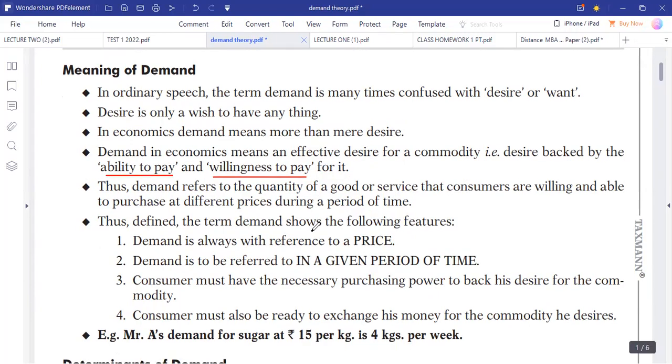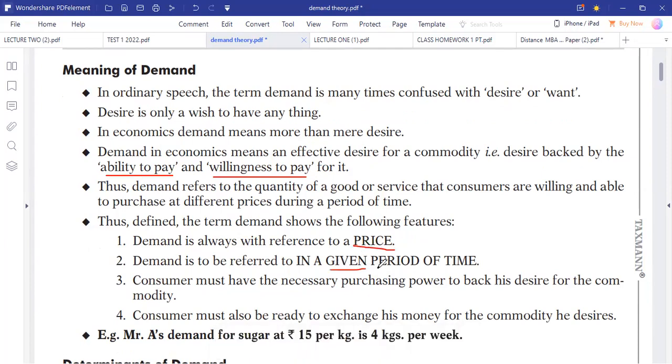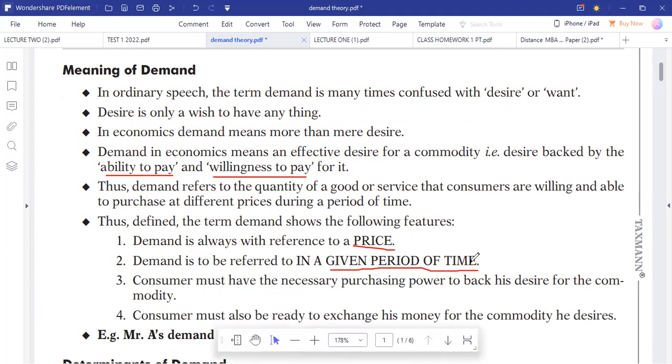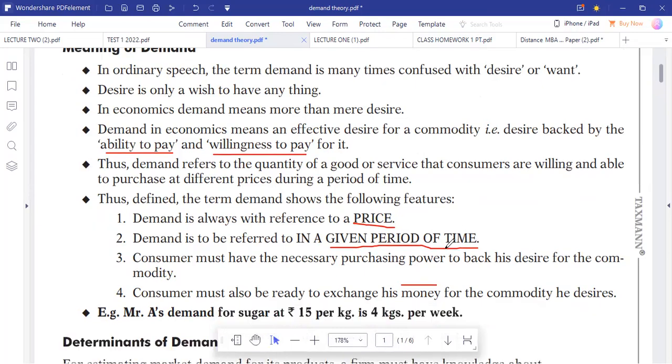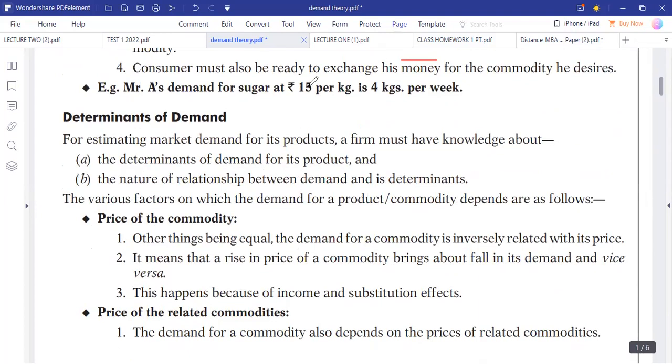So demand should always be made in reference to price. Demand should also have a period of time reference. Consumers must have the necessary purchasing power. Without that, there's no demand. And consumers must also be ready to exchange money or any form of money for the commodities that are desired. Then and only then would we qualify that to be demand.